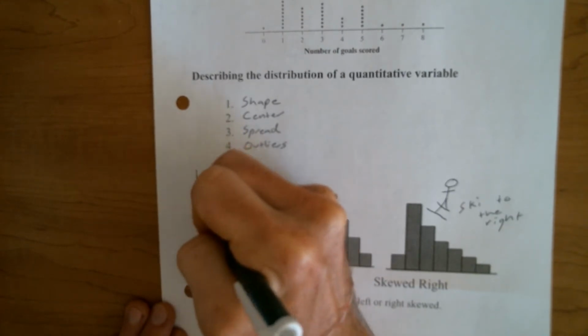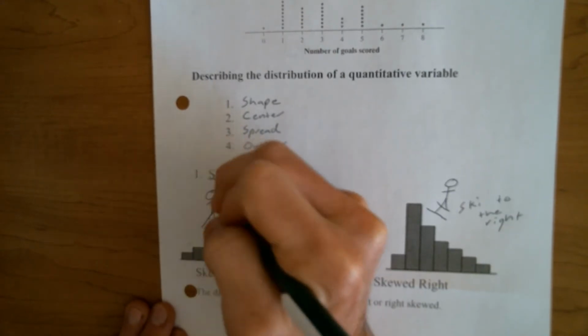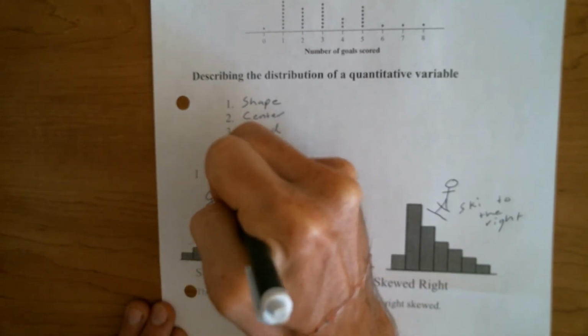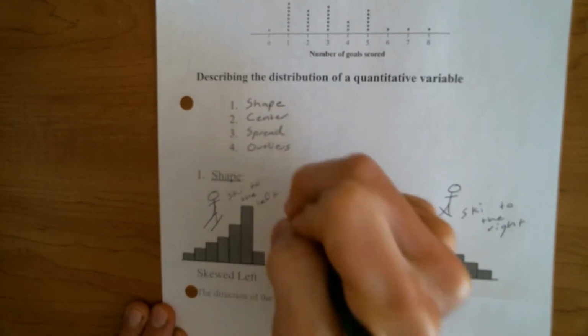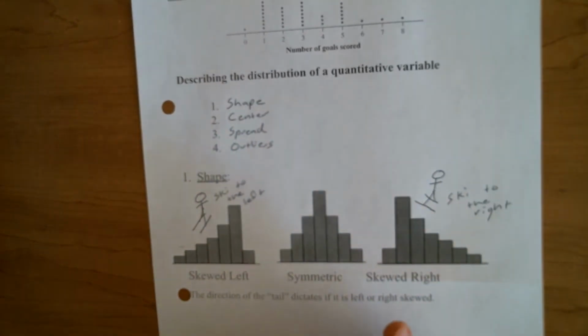memory device, but you're welcome. I know. And this one is ski to the left. All right, so we've got symmetric, which is kind of balanced.